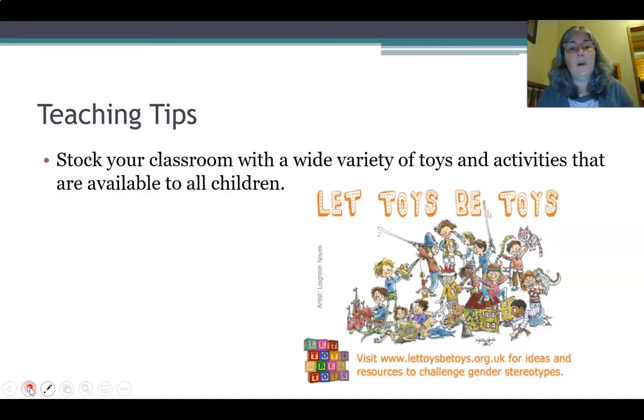Teaching tips. Stock your classroom with a variety of toys, a variety of activities. Think about this with the books that you choose. Think about this with the assignments that you give. Make sure that it is inclusive of all. Remember that video about the war on boys. If all of your poetry examples in class are about heartfelt, meaningful glimpses into the heart, that's not really going to reach your boys. So make sure that you have assignments that are going to reach all of your students and toys that are going to work with all of your students.